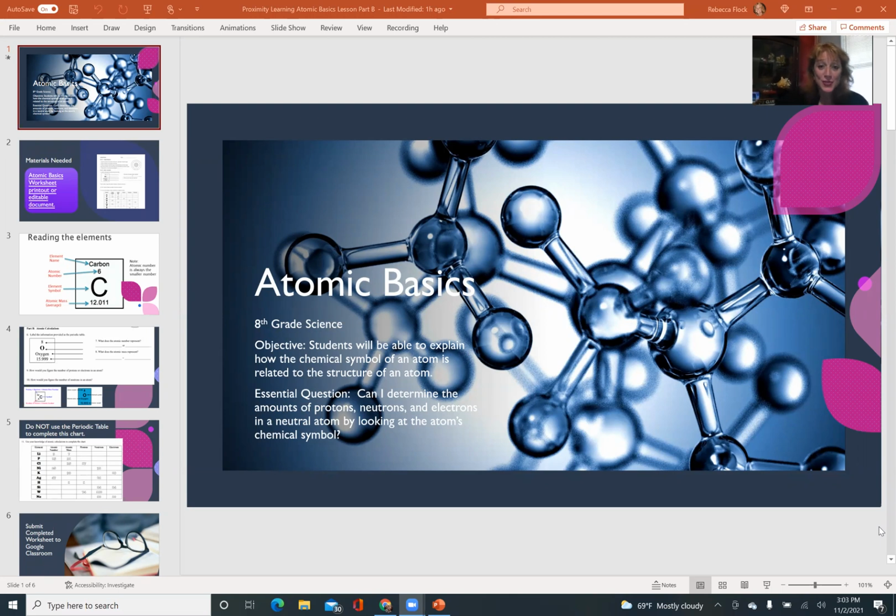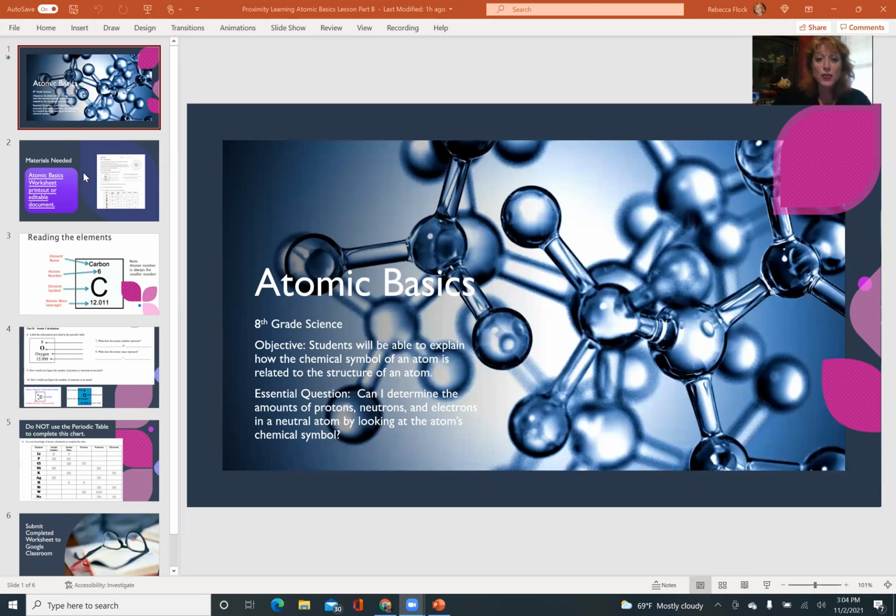Today we are going to talk about atomic basics. So we're going to continue yesterday's discussion, but the basic structure of an atom. So our objective today is to be able to explain how the chemical symbol of an atom is related to the actual structure of an atom. And our question for ourselves would be, can I determine the amount of protons, neutrons, or electrons by looking at an atom's chemical symbol? So here we go.